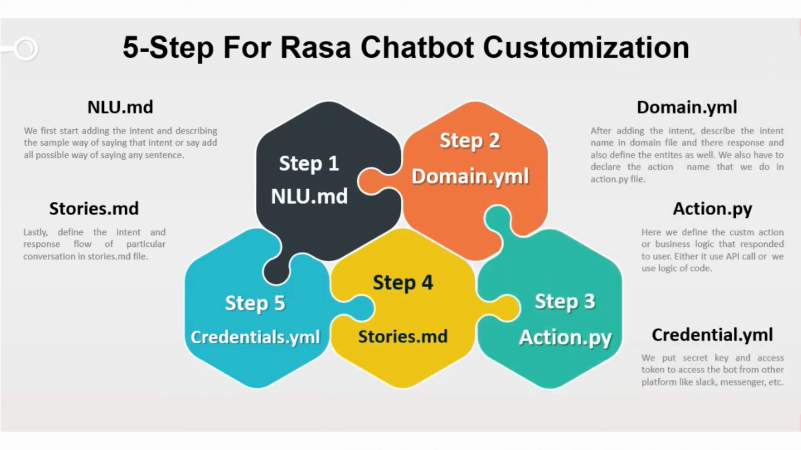Well, to customize the initial Rasa chatbot, you have to follow 5 simple steps. We have to start editing with the nlu.md file, in which we have to add the intent and describe sample ways of saying that intent, or say add all the possible ways of saying any particular sentence. After adding the intent in the nlu.md file, we have to describe the intent name in the intent section in the domain.yml file. We also have to define the entities, action names, slots, as well as responses in their corresponding sections.